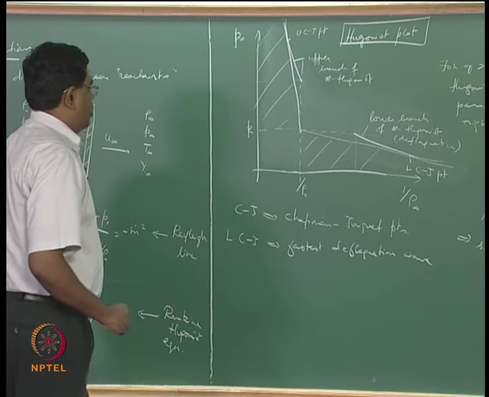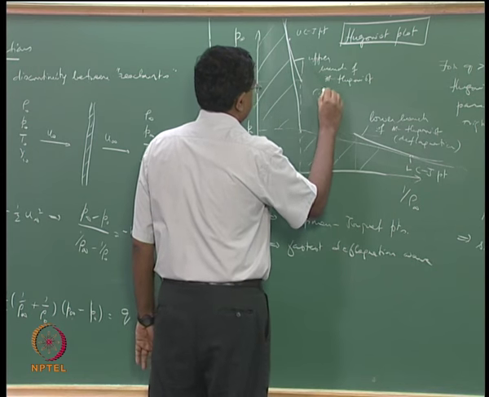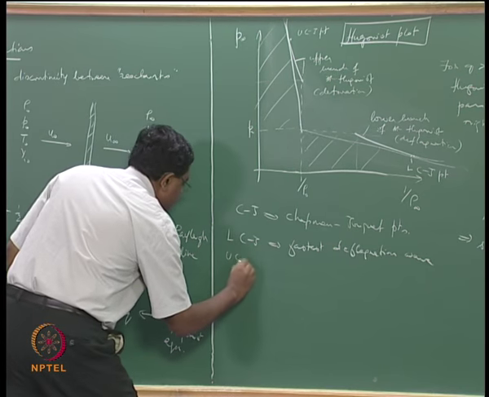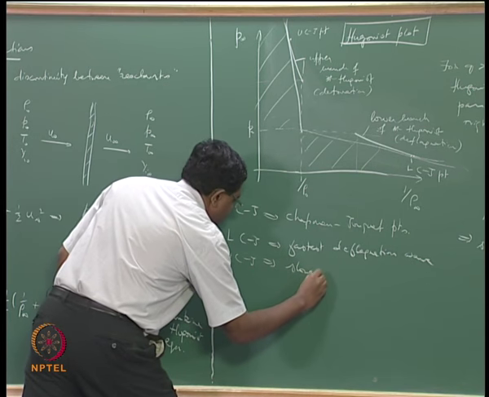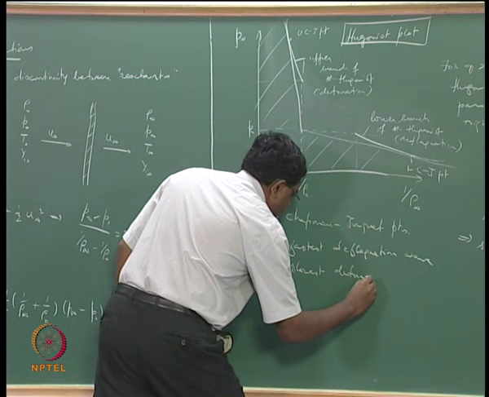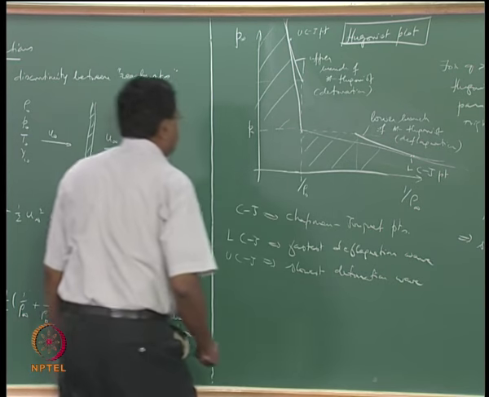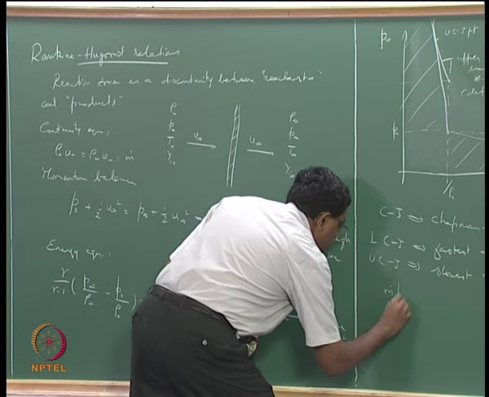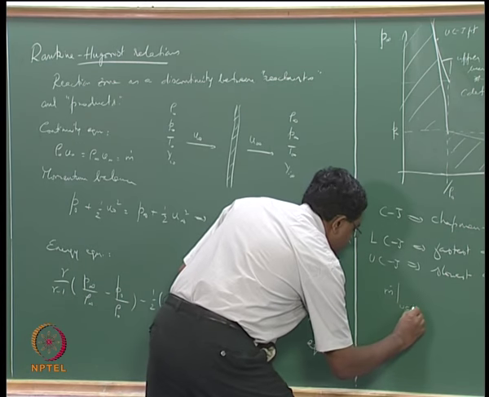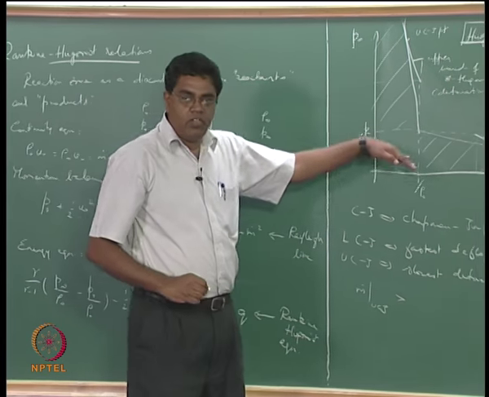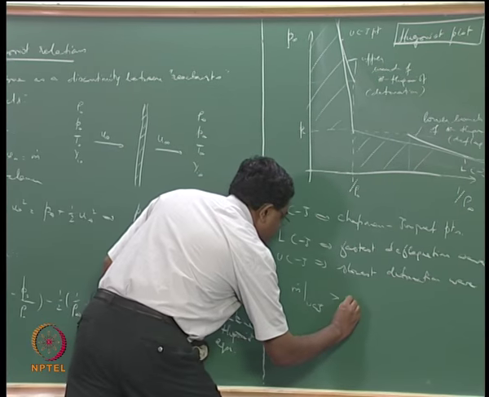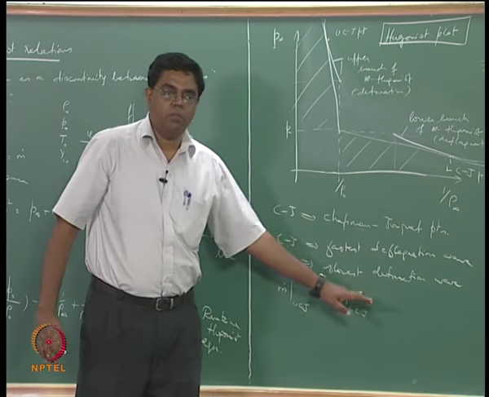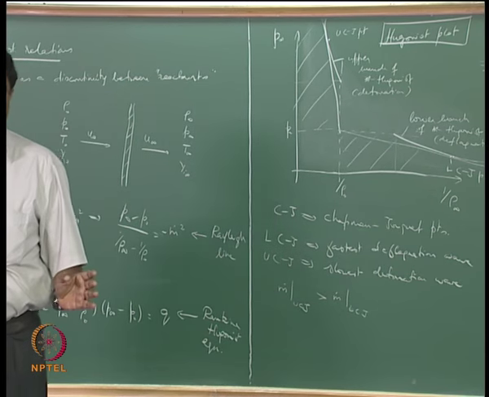and the upper branch of the Hugoniot corresponds to what is called detonation, and UCJ corresponds to the slowest detonation wave. Right. And the m dot UCJ is still significantly greater than m dot LCJ. That means the slowest detonation wave is still much faster than the fastest deflagration wave.